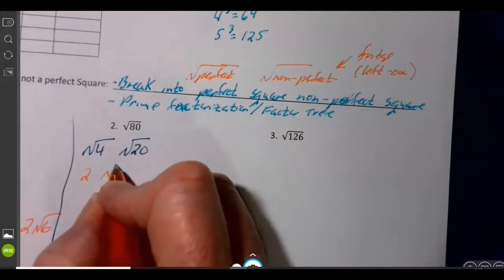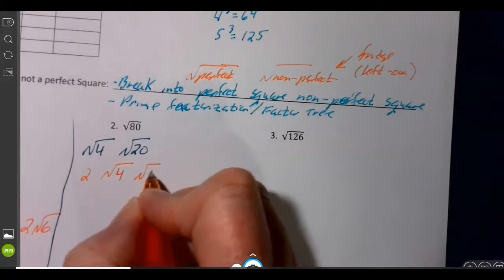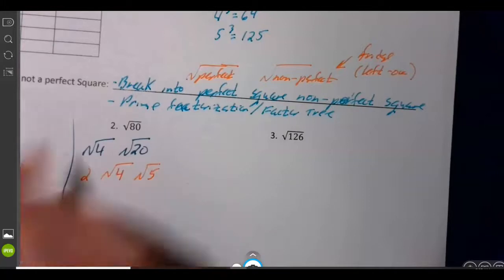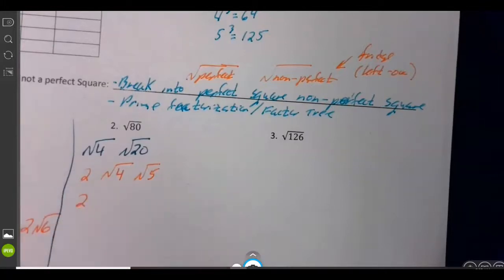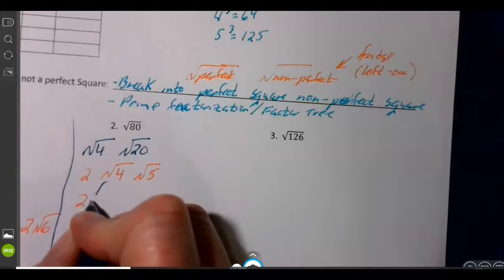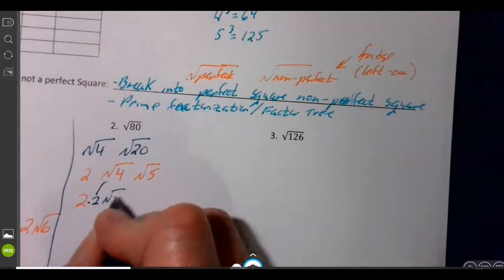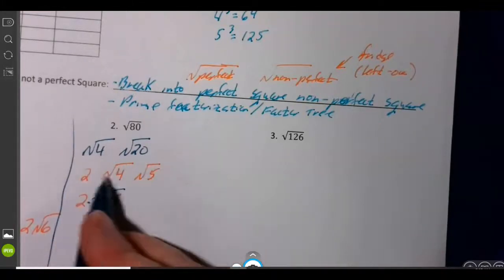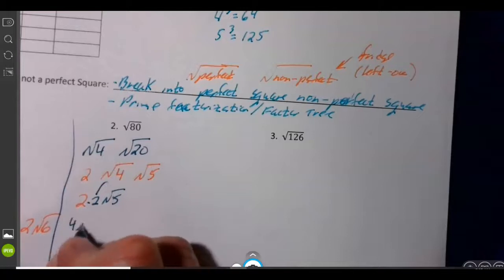20 can be broken down into perfect square and non-perfect square. So that 2 hangs out. Now I'm going to take the square root of 4, and I get 2. And this is always multiplication in through here. All of this is multiplication, so I get 4 square root 5.